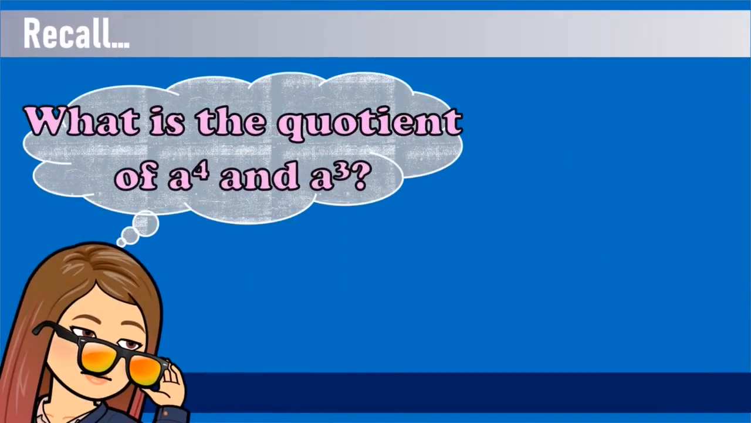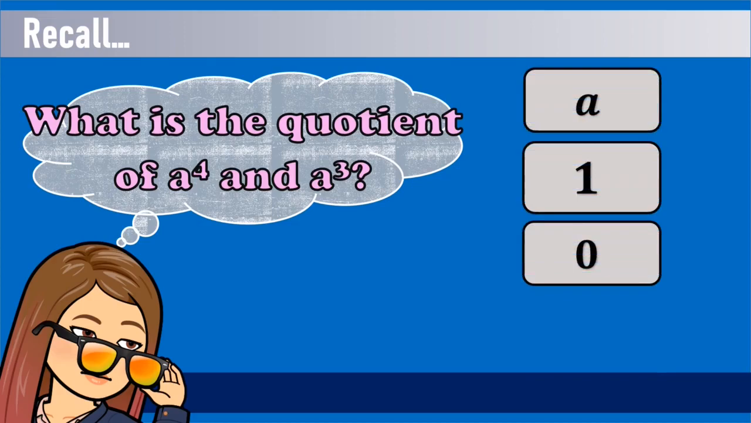Let's have another one. What is the quotient of a to the power of 4 and a to the power of 3? This is a quotient rule, and we have three choices to choose from. Which do you think is the answer? Pause. Do you have the answer now? Yes, it's a. Now why do you think so?